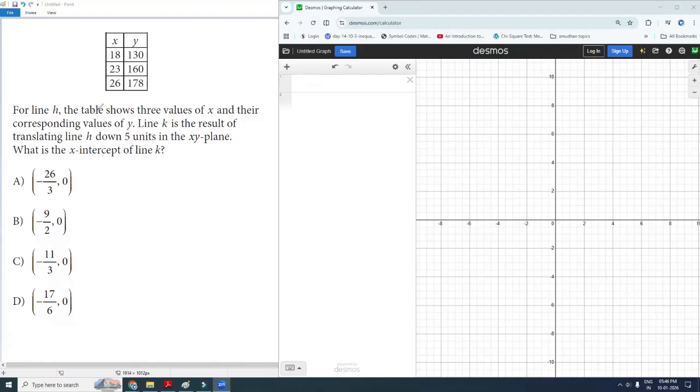For line H, the table shows 3 values of x and their corresponding values of y. Line K is the result of translating line H down 5 units in the xy plane. What is the x-intercept of line K?